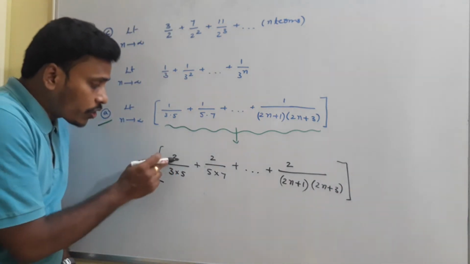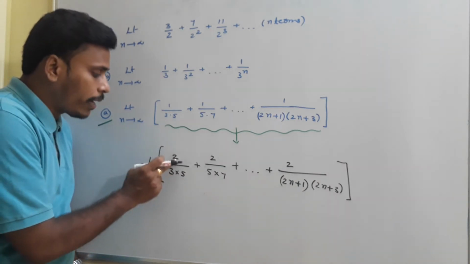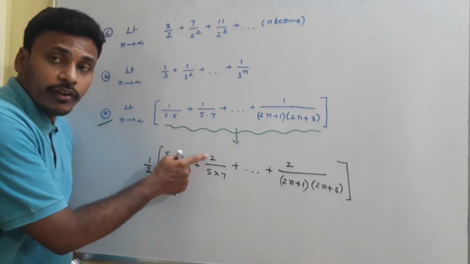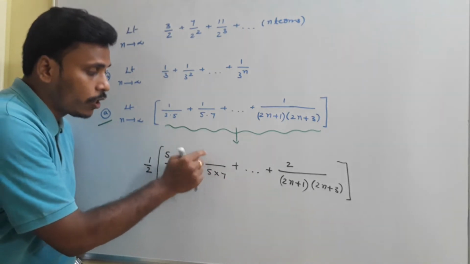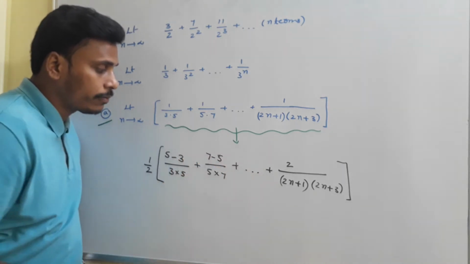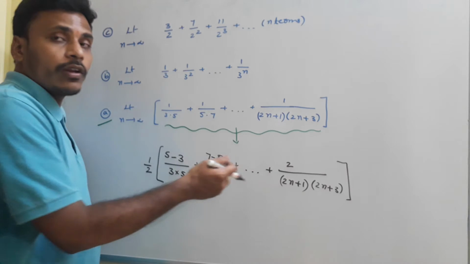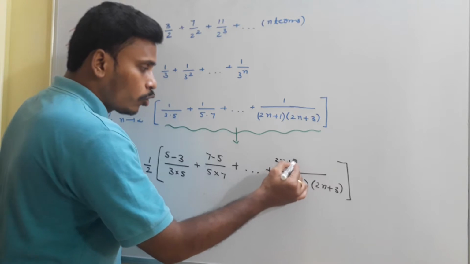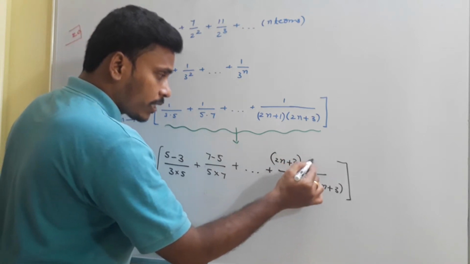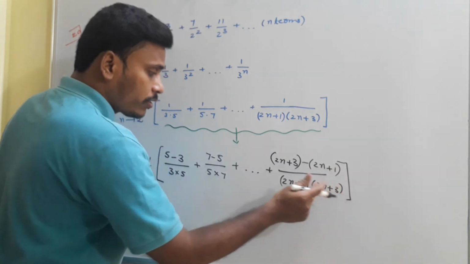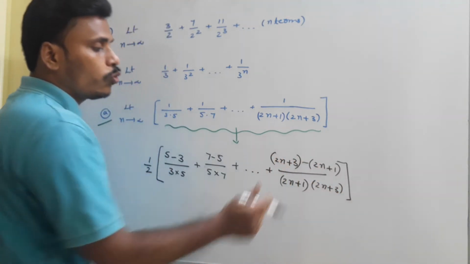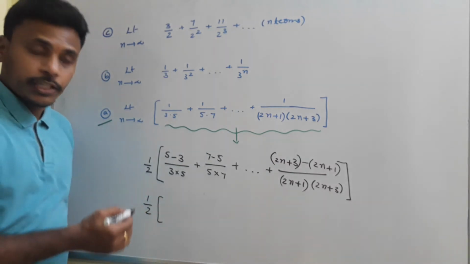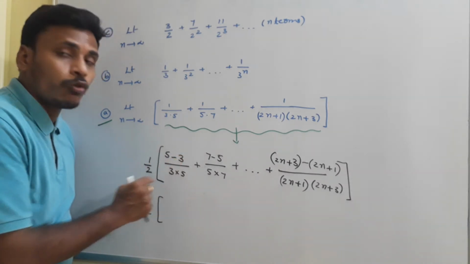And the next step, rewrite this numerator 2 as 5 minus 3. Already you learned this way of simplification in sequences. You rewrite this 2 as the difference of the denominator factors, so I am writing it like 7 minus 5 by 5 into 7. Likewise we will rewrite every term, and at the end you rewrite it like this: 2n plus 3 minus 2n plus 1. This difference is just 2. So write 2 as a difference of those two. And this is half of, pay attention right here, 5 minus 3 by 3 into 5.